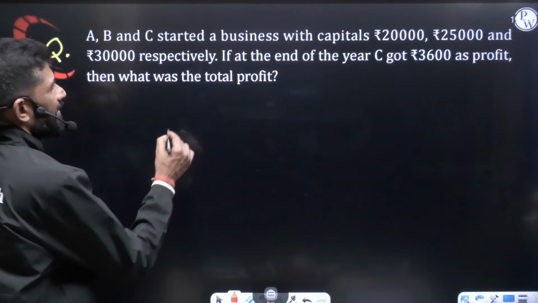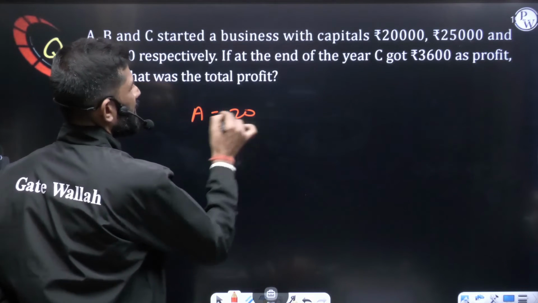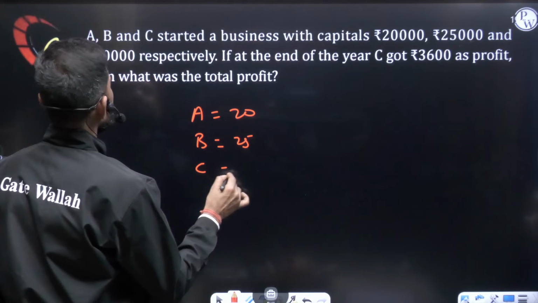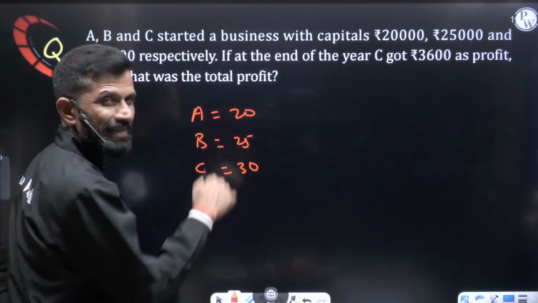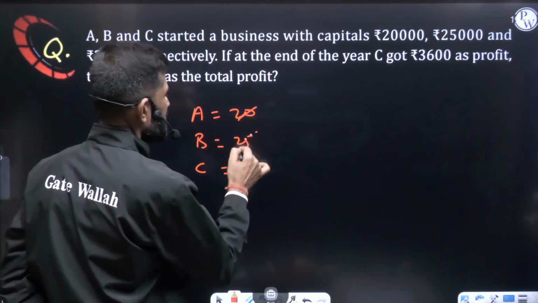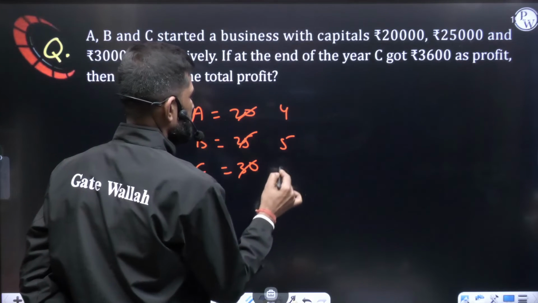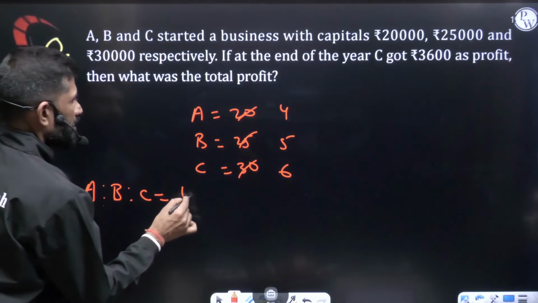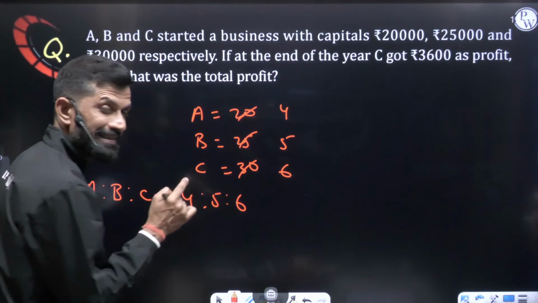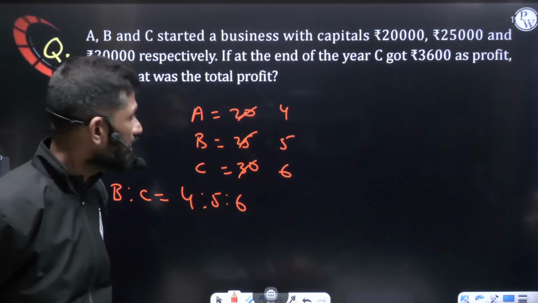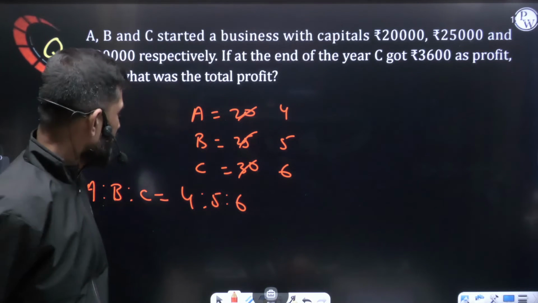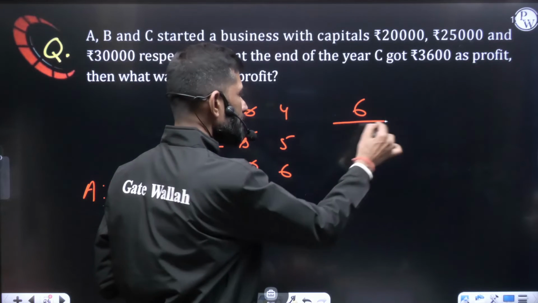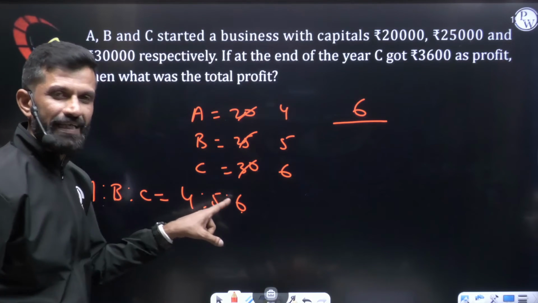Now let's see. A invested 20,000, B invested 25,000, C invested 30,000. So what is the investment ratio? You can cancel this with 5 fours, 5 fives, 5 sixes. So A is to B is to C, the investment ratio is 4 is to 5 is to 6. In this ratio only the total profit will be distributed. Now let us find C. C is how much? 6 parts out of total. 6 plus 4, 10 plus 5, 15.